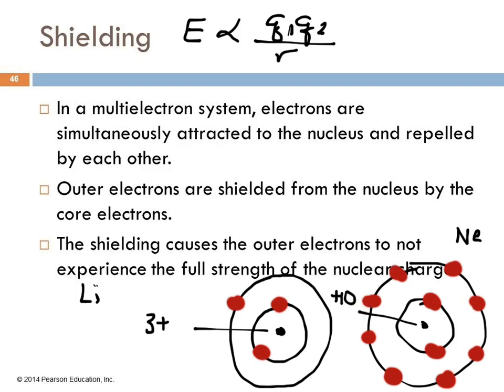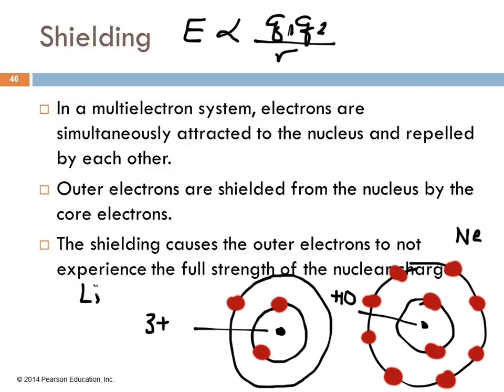Which is going to be more pulled in? Which is going to have a higher attraction? +8, right? Is this a trick question? No, it's not a trick question. The effective nuclear charge for the valence electrons on neon is +8, and for lithium, it's +1. Well, greater attraction is going to pull those electrons in closer to the nucleus. It's going to contract the atom.